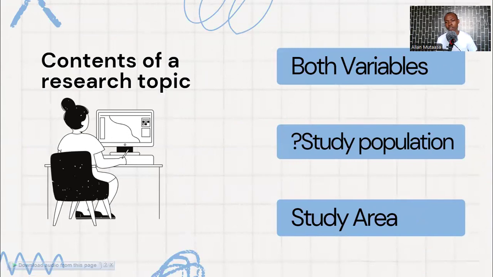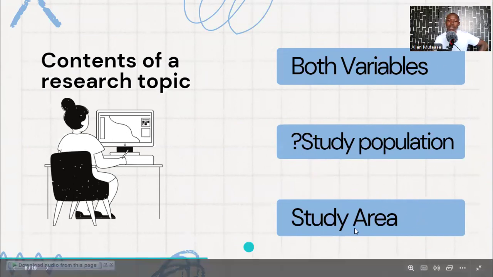And what are the contents of a research topic? A good research topic must have both variables. It must have the independent variable and it must also have the dependent variable, okay? And then it also should have the study population, and sometimes it should have the study area.